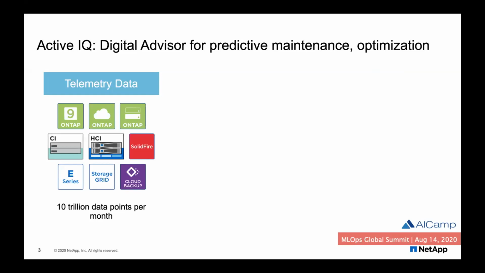All of these products, whether they're software, hardware combination, they all send telemetry data to us every single day. And we get approximately 10 trillion data points per month. That's how much we see today. That number is doubling, I'd say, roughly every 18 months. So it's a pretty significant amount of data.